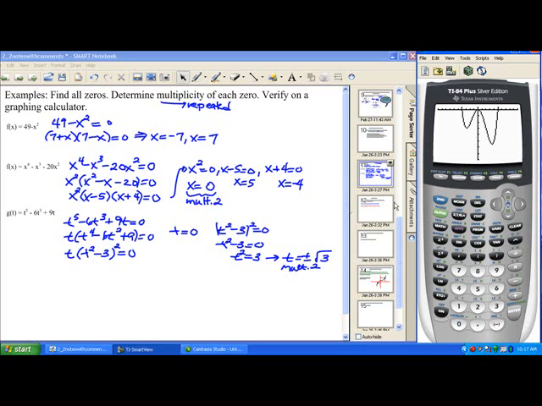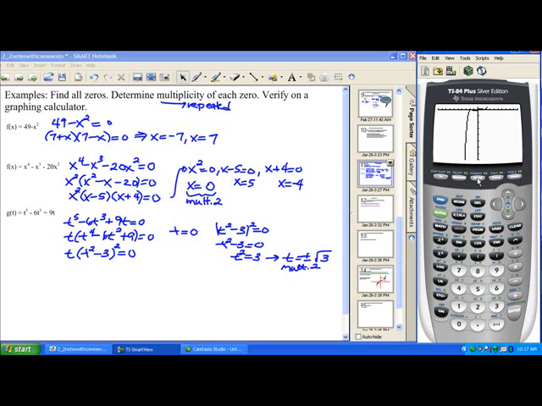Now, let's look at the last function and just see if that corresponds to what we just talked about. So we have t to the 5th, or we'll input x to the 5th, minus 6x to the 3rd, plus 9x. Okay. And we press graph.